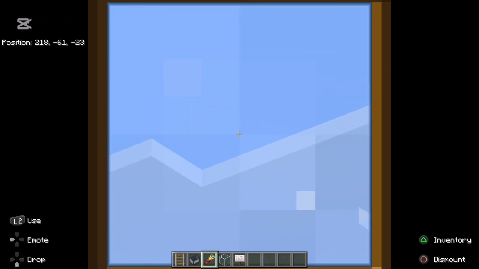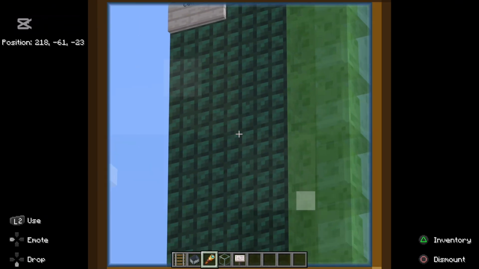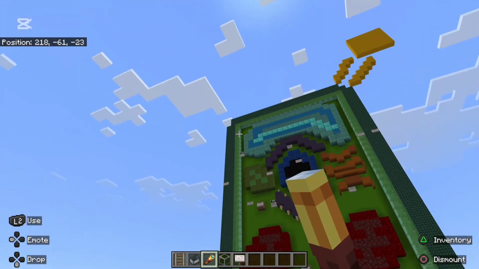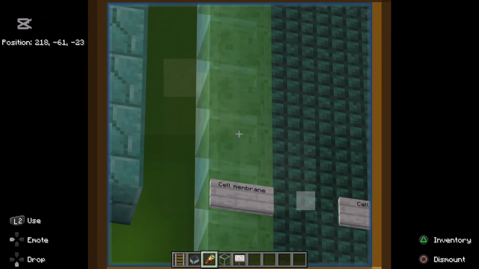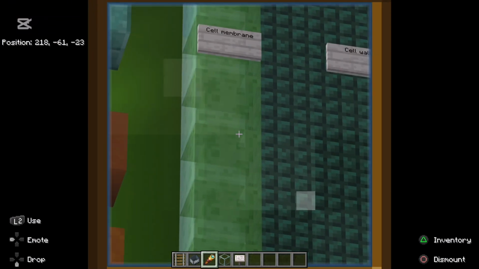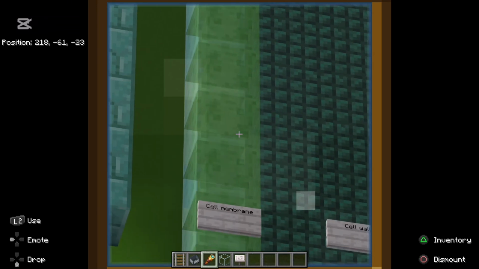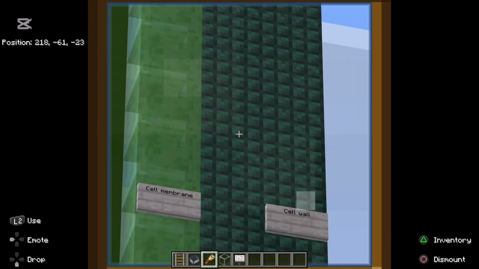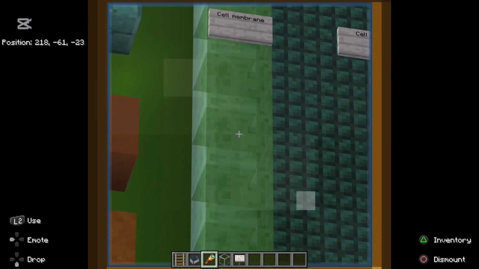Next organelle we're going to hit on is the cell membrane, is the green stuff next to the cell wall. So the cell membrane controls what exits and enters the cell. It lets some nutrients in and some toxins out of the cell, keeping the nutrients and letting the toxins out.